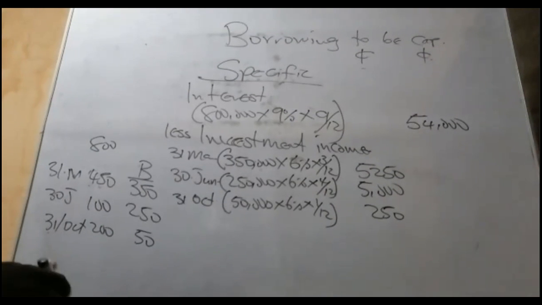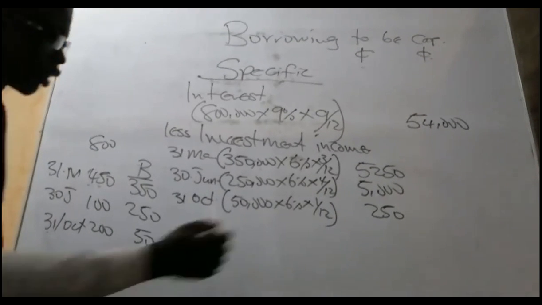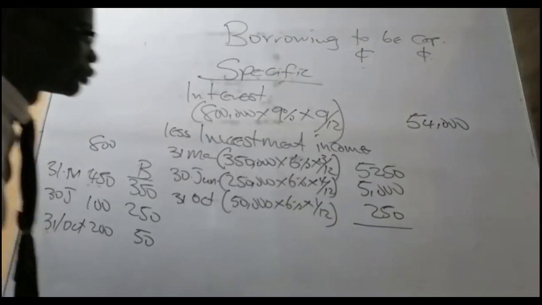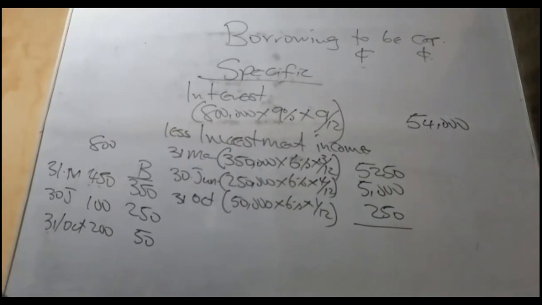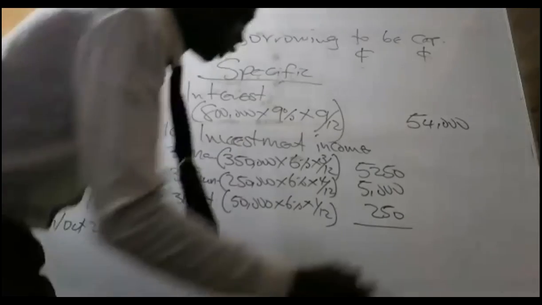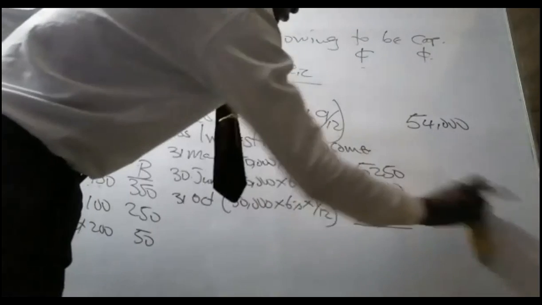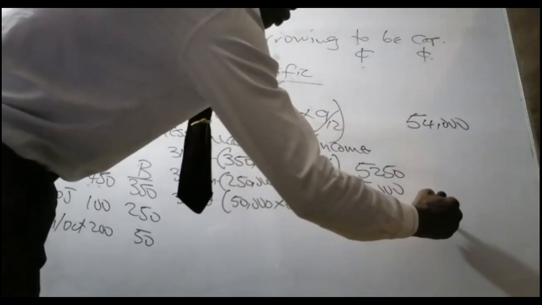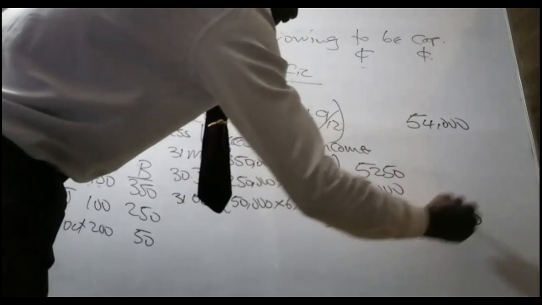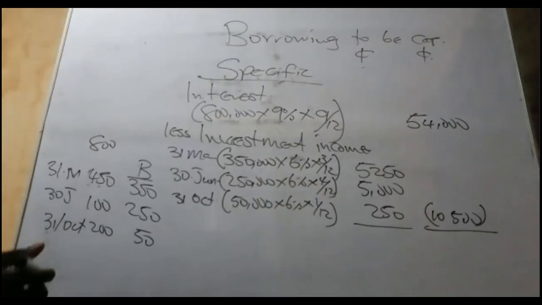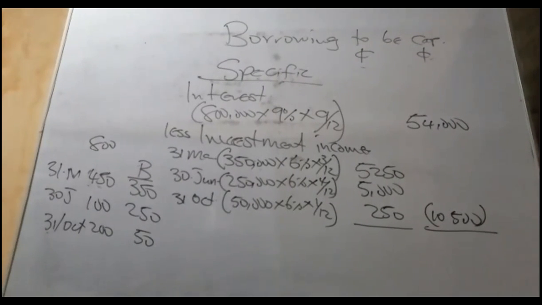So we are done with the investment income. We sum all this up, put them together. So that will give us 10,500. So come and then record it here. 10,500 here. We put it in brackets so that we can get the specific going, and then we are done. Good.